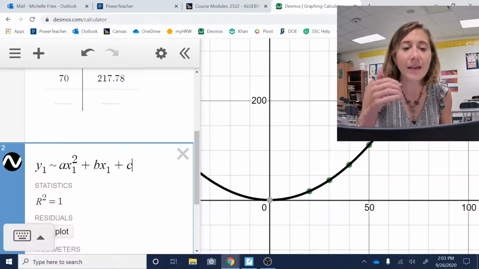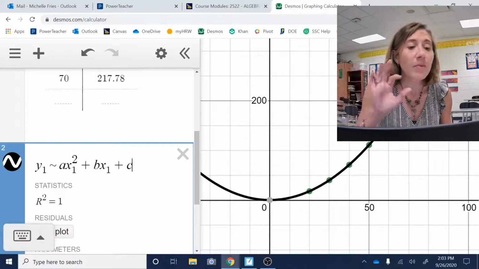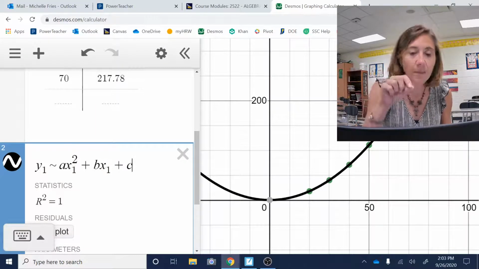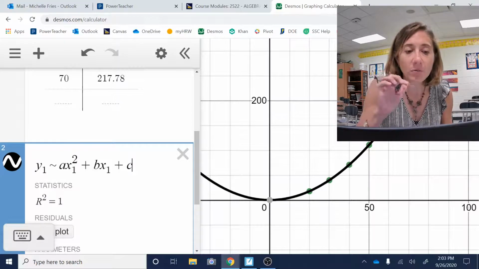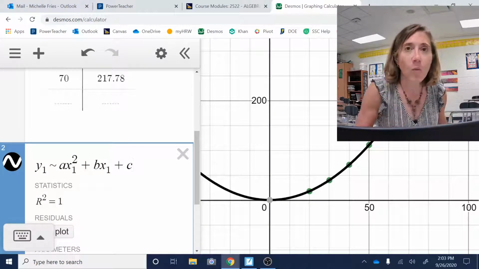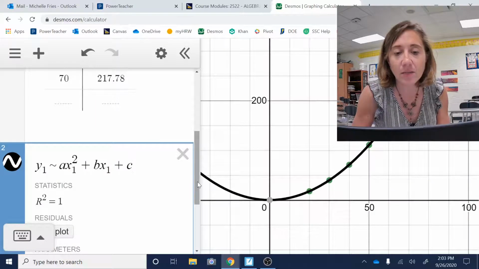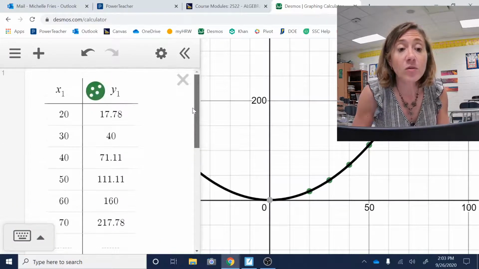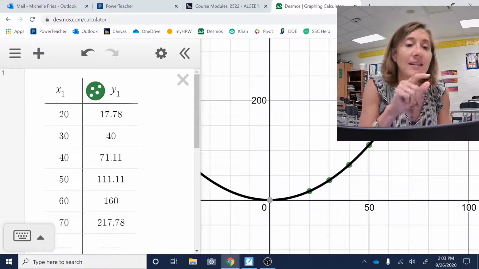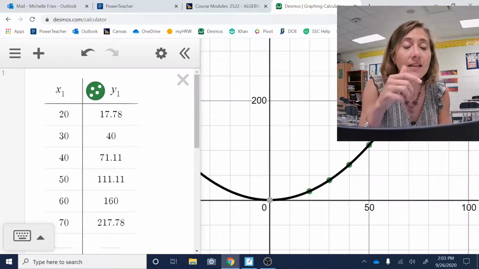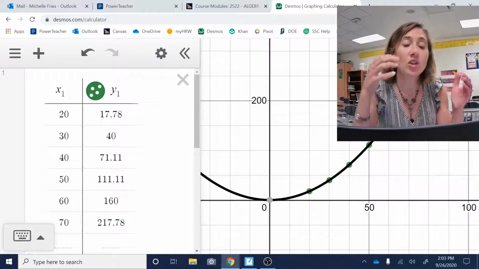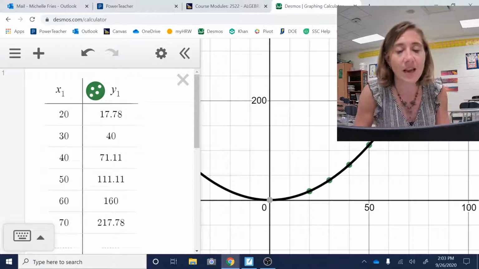So it almost looks like standard form. You're used to seeing ax squared plus bx plus c. The subscripts, those are the little numbers that I put down below. The x1s, I have twice, and y1. The purpose of those is to tell Desmos to tie it to this table here. This table has an x1 and a y1 at the top. So that's what I'm telling it to use. Use those numbers in the table.